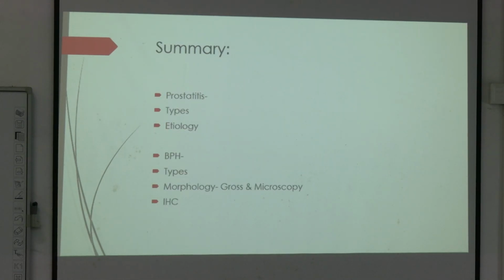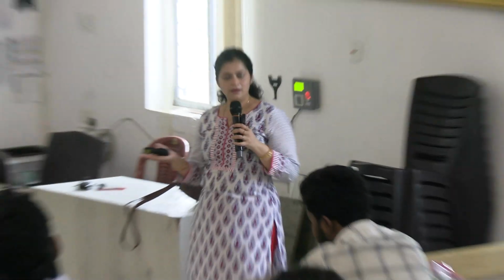So, you all understood BPH and chronic prostatitis? Any problems? To summarize, first we discussed prostatitis. What are the types of prostatitis I told you all? Acute, chronic and granulomatous. So now you can differentiate. How will you come to a diagnosis of acute, chronic and granulomatous, and what are the etiologies? A few organisms you all have to remember.